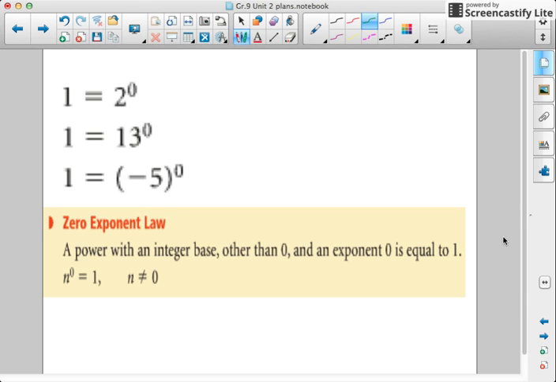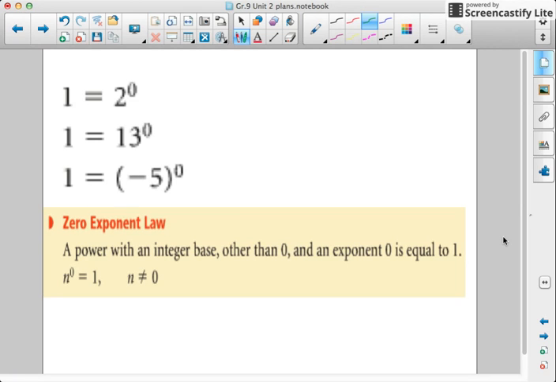This video is going to go over the zero exponent law and powers of 10. So the zero exponent law says a power with an integer base, or any number other than 0, and an exponent of 0 is equal to 1. So any number that has an exponent of 0 is actually going to equal 1.